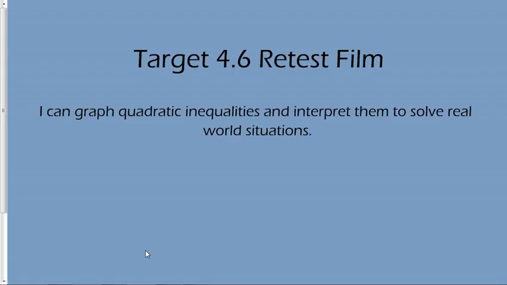You're watching the Target 4.6 retest video. In this video, we're going to cover quadratic inequalities. We're going to graph them and then interpret what we see inside that graph.